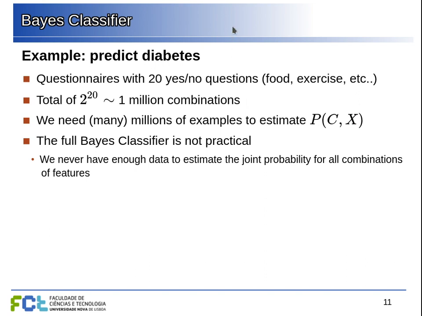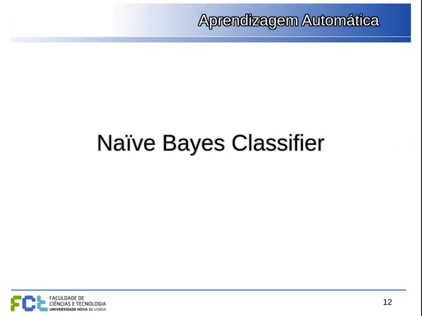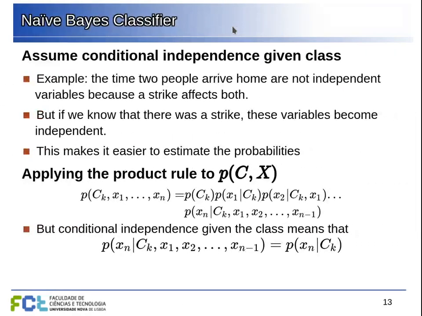So what we need here is to do a simplification, and this is what leads us to the naive Bayes classifier. Let us assume that if we fix the class, if the class is already given, then all the features become independent. This is called conditional independence. It's not the same as being independent. For example, if you have two people that live on the same street, the time they arrive home may not be independent, because it may be subject to traffic conditions, to strikes on the subway or something like that, and this can affect both of them, so the time they arrive are correlated.